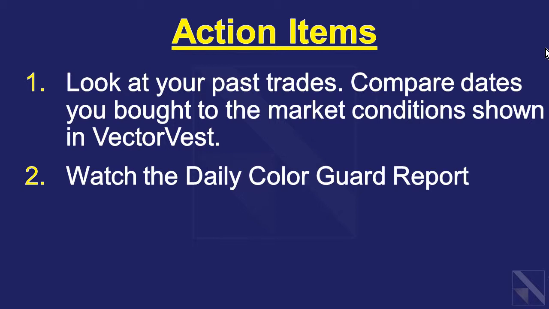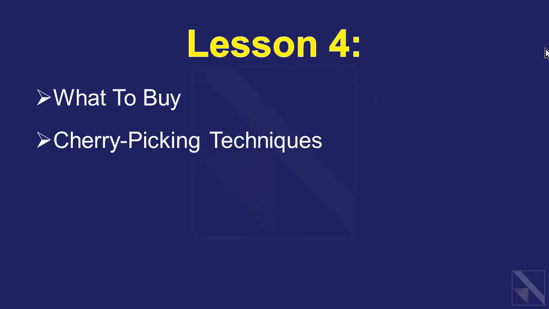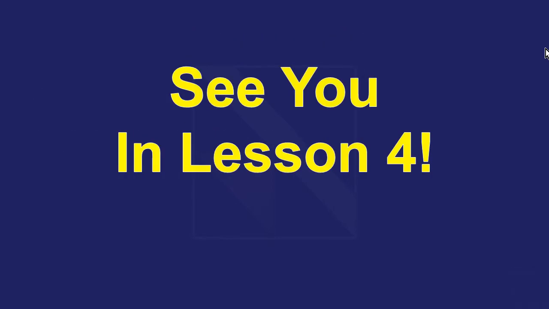Okay, so let's just do a quick summary of where we are right now. You learned how to weed the garden, so get rid of the bad stocks in your portfolio. You learned how to determine when it was the right time to be buying replacement stocks. So now when we get to lesson 4, we're going to learn how to find what to buy. And to do that, you're going to learn 2 very powerful cherry picking techniques. Not only are they powerful, but they're extremely easy to do. Can't wait to see you back in lesson 4.